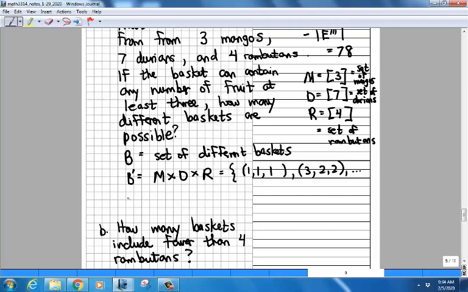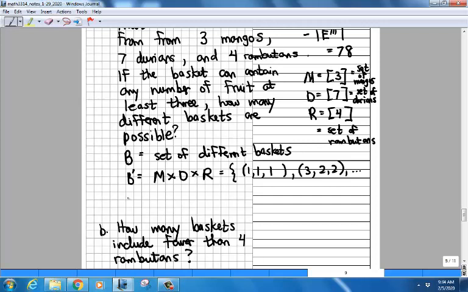So here's the basket 1, 1, 1. So what does that basket look like? I think the way you've described these sets, though, this would have to be what? That's mango 1, right? So we must have painted a 1 on that mango. This is what? Durian 1, and this is rambutan 1, right? Okay. And this is what? Yeah, okay. And so forth.